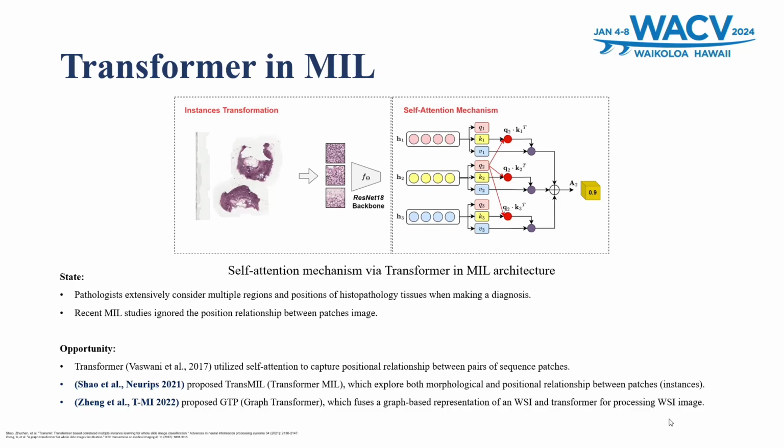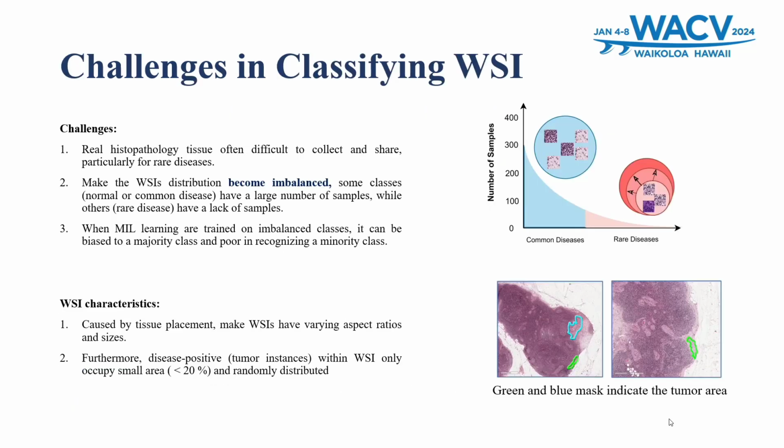Shao et al., in NeurIPS 2021, proposed TransMIL, combining transformer and MIL, which explores morphological and positional relationships between patches. Zhang et al., in TMI 2022, proposed GTP, a graph transformer, which fused a graph-based representation of a WSI and transformer for processing whole slide images. However, we realize that there is a gap and challenge in classifying WSI.